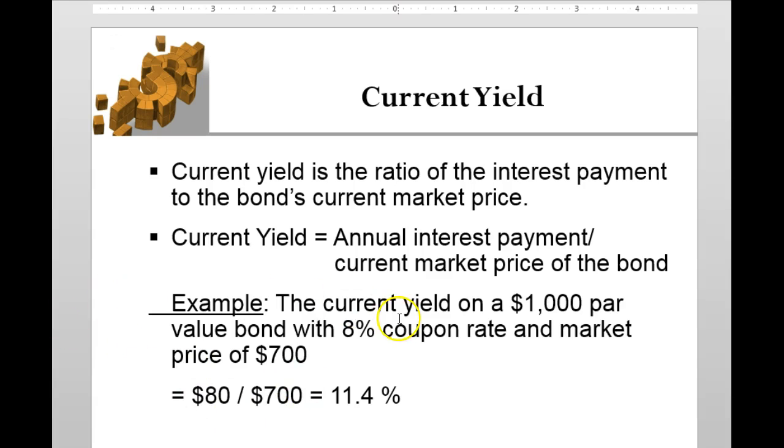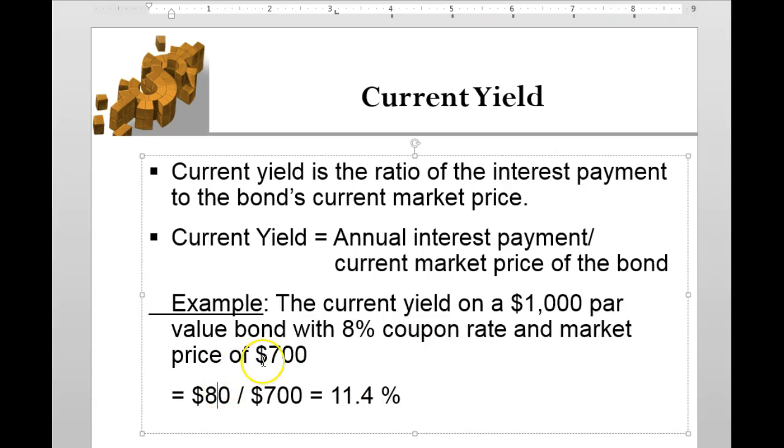So you're going to look at the current yield on a $1,000 par bond at 8%. Market price is $700. What you're going to compare is the interest payment with the market price. Dividing the interest by the current market price is going to give you the current yield. This is what it's yielding.